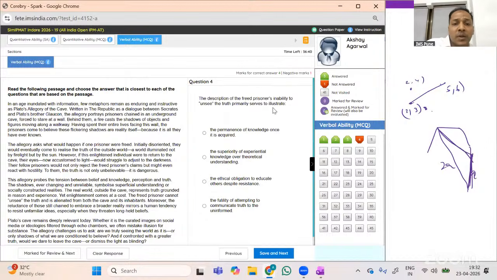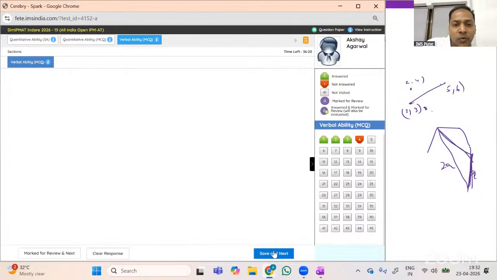The description of the freed prisoner's inability to unsee the truth primarily serves to illustrate: yes, the permanence of knowledge, the superiority of experiential knowledge over theoretical understanding, the ethical obligation to educate others despite resistance, the futility of attempting. Clearly, the first one. Once I have known something, I can't unknow it. So, permanence of knowledge once acquired.